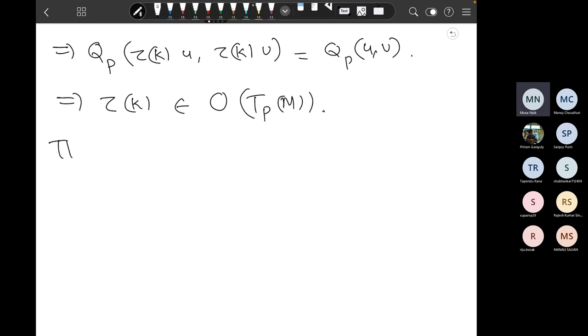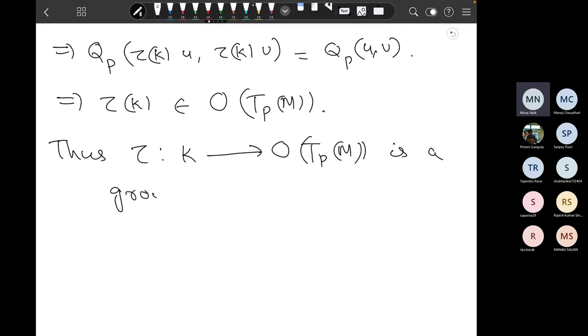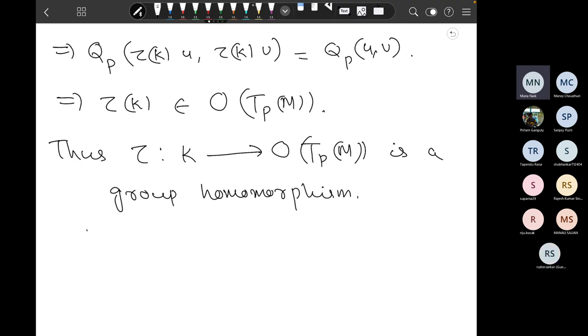Thus, tau from K to the orthogonal group of T P M is a group homomorphism. Now, the thing is, suppose this tau K is identity.